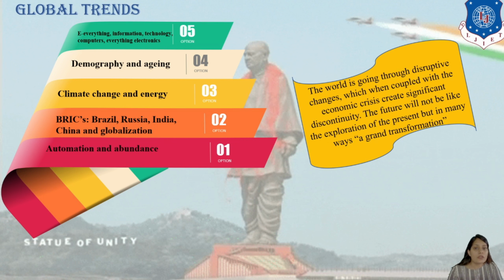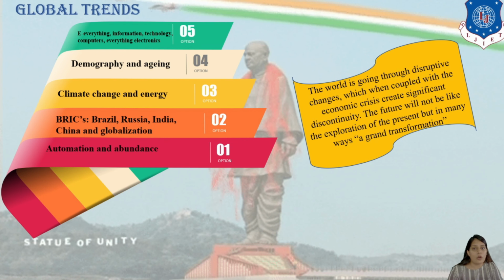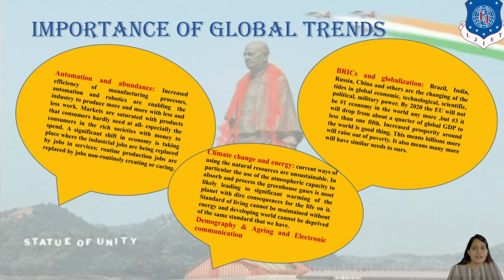Every handling can be done through that, right? So we need to work more and more into the skillful environment, and we need to see about all those things which are coming up. Now let's see this. I have shown you in detail what is automation and abundance. You can see here. Similarly, BRICS and globalization.